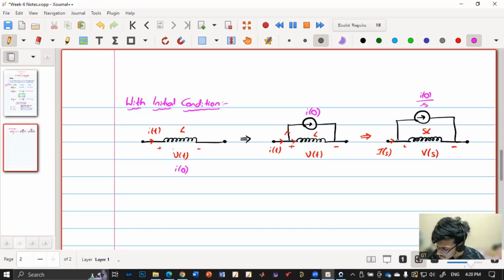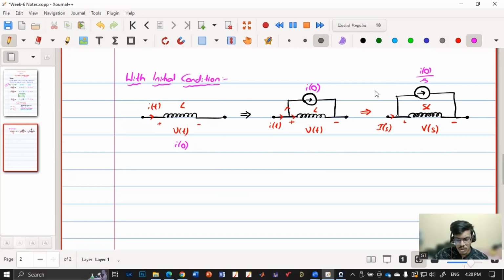Okay, so with initial condition, if there is any inductor and say the initial condition is I of 0, it will be replaced like this, the inductor having SL with initial condition I of 0 by S. So this is the correlation between time domain and Laplace domain. Similarly, we consider a capacitor with the initial condition. So these are the two terminals.